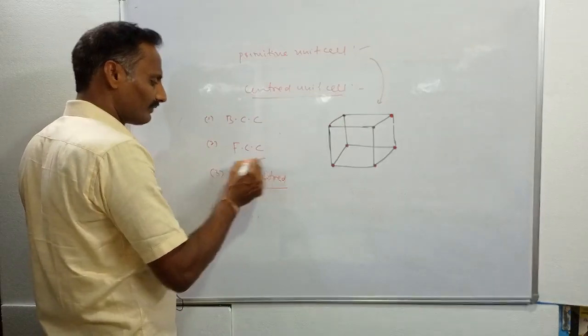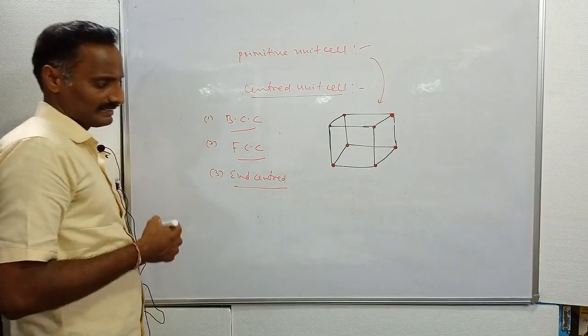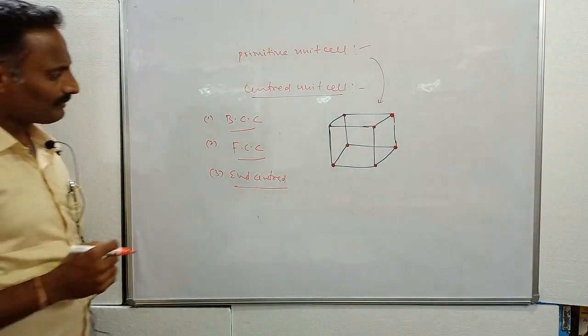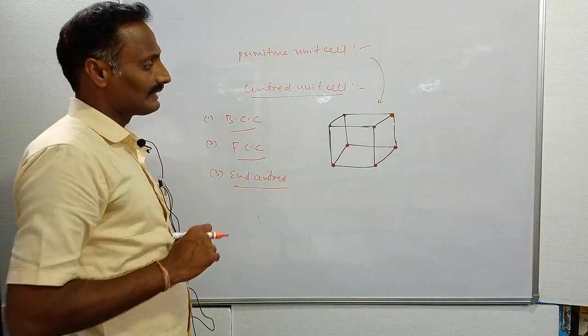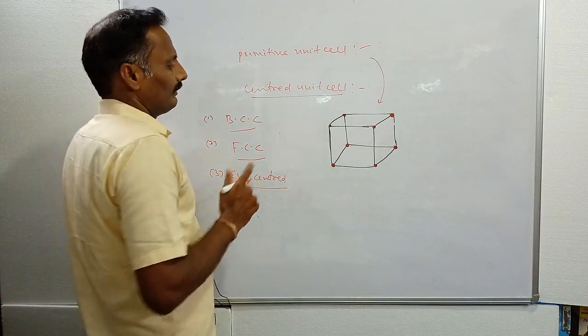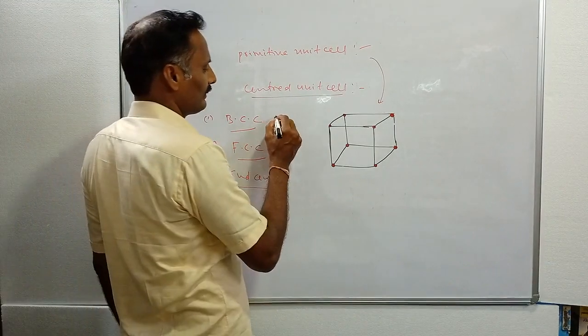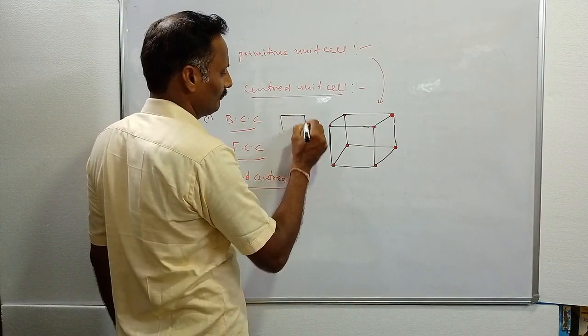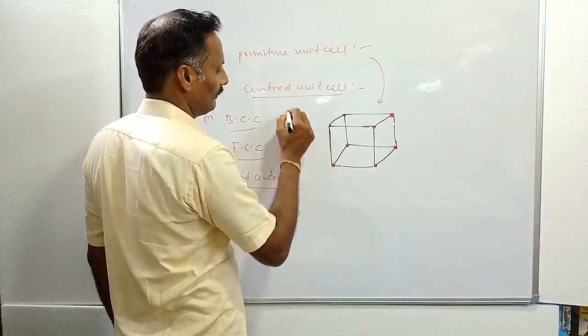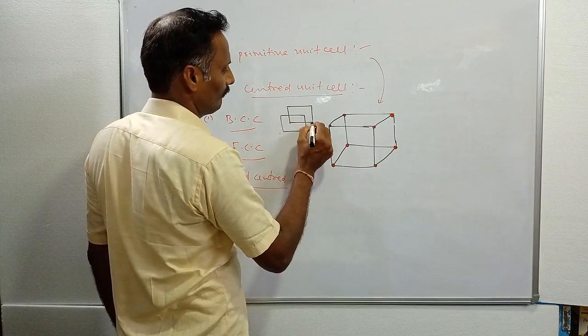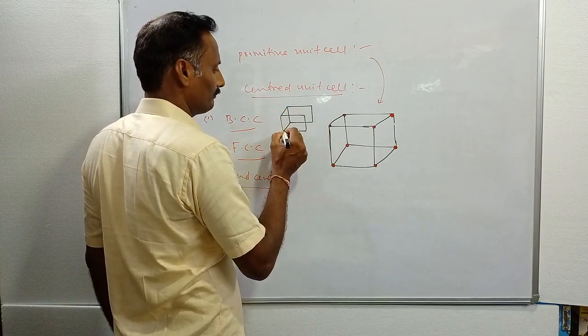End centered unit cell, face centered unit cell, and body centered unit cells. Then what is the difference between a body centered, face centered, and end centered unit cells? For example, here you are drawing a body centered unit cell, a simple unit cell like this one.